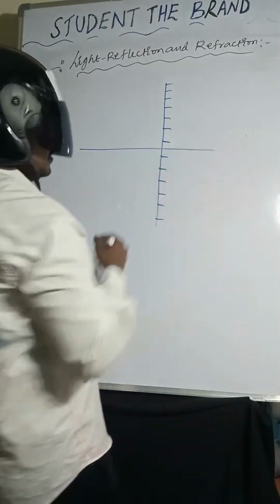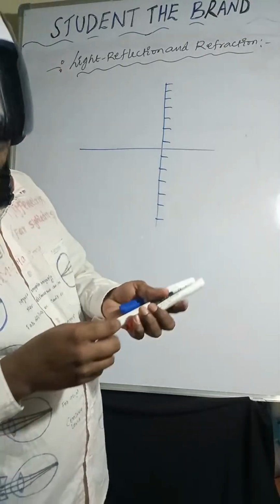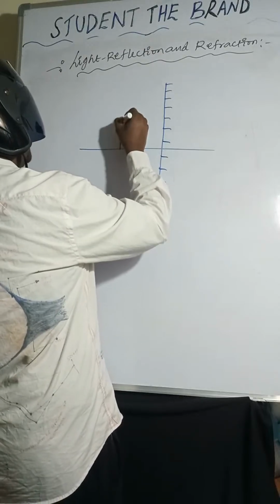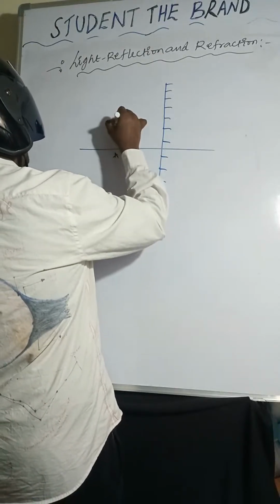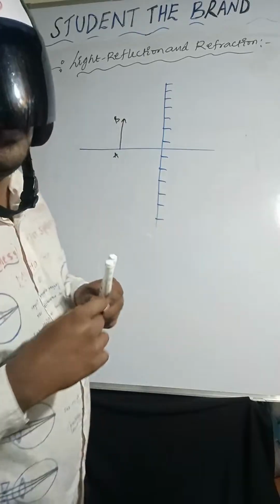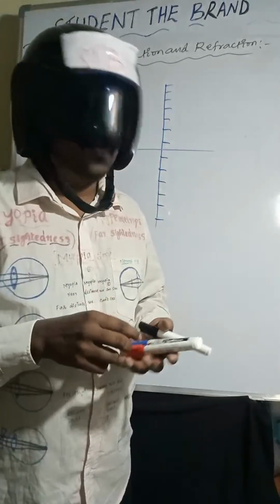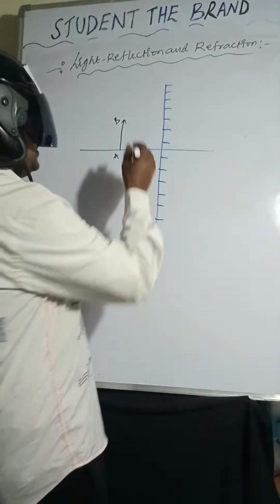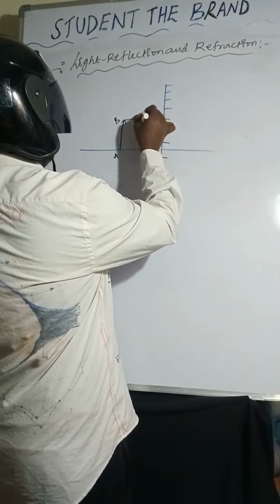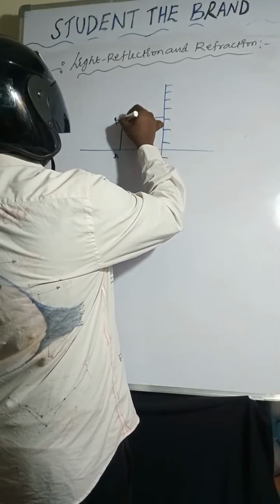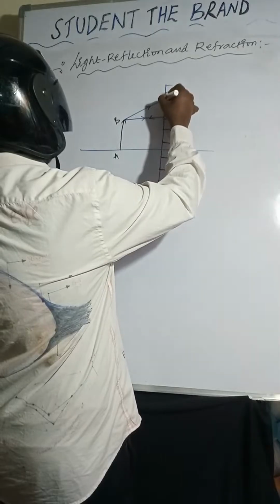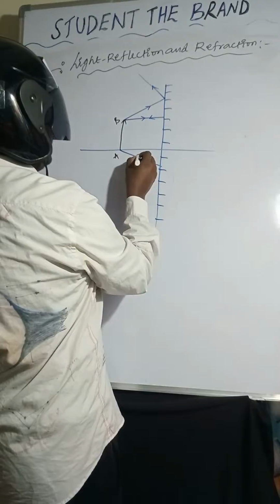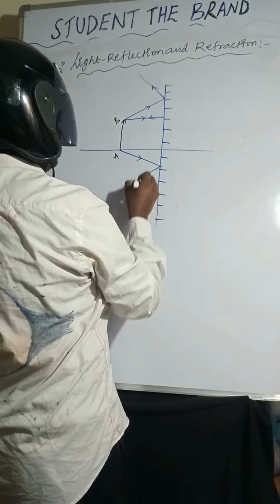So here, object and image. Object I am taking here. So object height is AB. And how many light rays are required to form the image of the object? Can anyone say how many light rays are required to form the image of the object? Minimum 2 light rays. So that's why I'm taking 1 light ray here, and one more light ray I'm taking like this. After reflection, those are moving away from it. One more light ray I'm taking here. It will be reflected back.